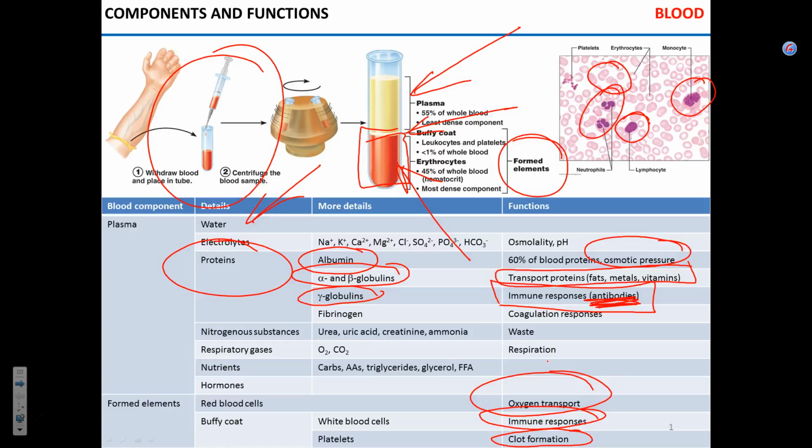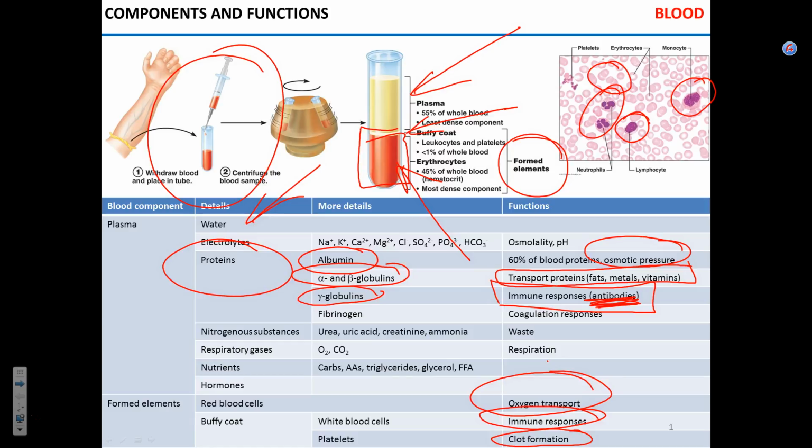Fibrinogen is another protein that is extremely abundant in the blood. It is responsible for coagulation responses. Clot formation and coagulation responses together give you a response that is called hemostasis. We'll talk about it. Fibrinogen essentially forms fibers, threads that reinforce the clot, preventing additional blood loss. Does that make sense?